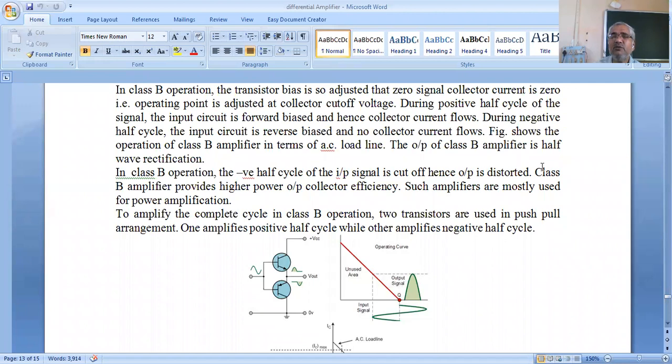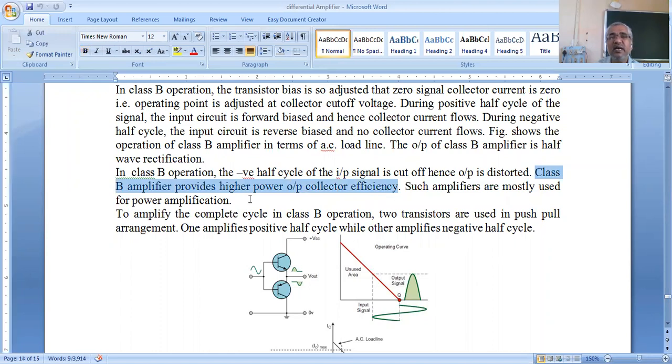But the advantage of this class B amplifier is that it provides a higher power output collector efficiency. म्हणजे याच्यामध्ये आउटपुट efficiency, collector efficiency is very large. So such amplifiers are mostly used in power amplification.